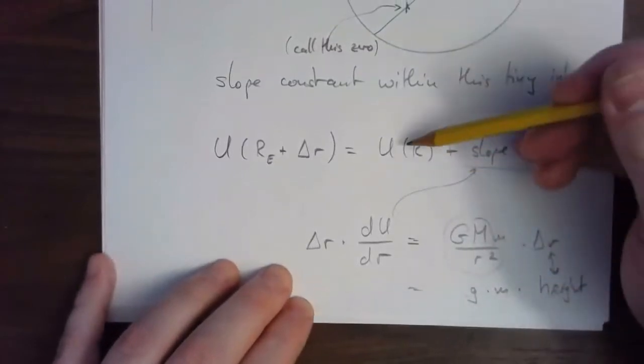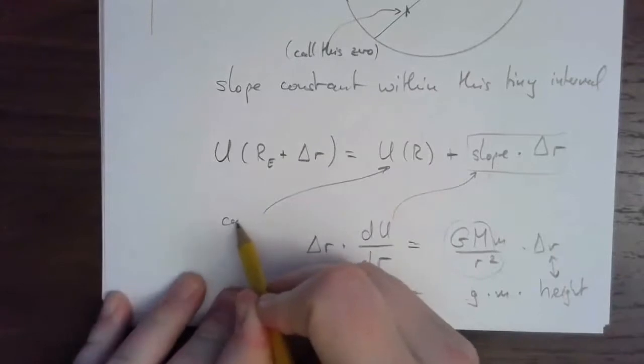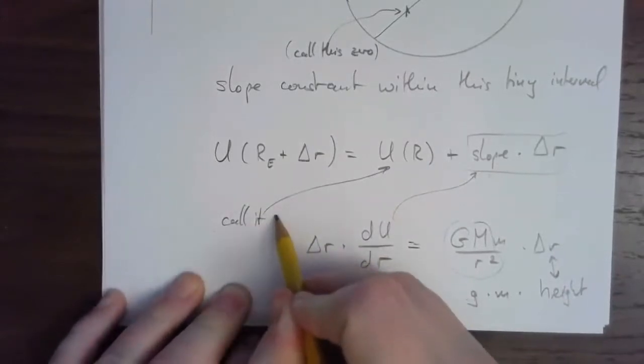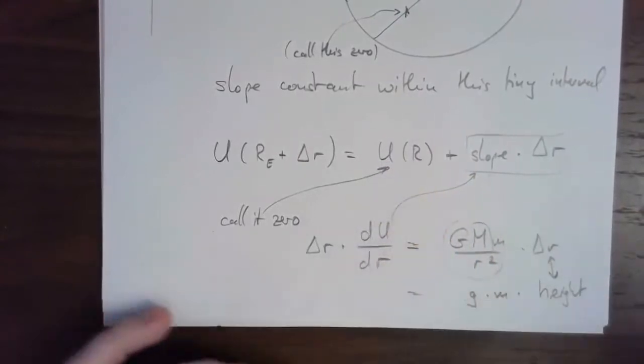Now, of course, what about this one? Well, that's where I say we're going to call it a 0. We don't care about it. We only care about differences. And if I roll back down the hill, that amount is still there. So let's throw it out.